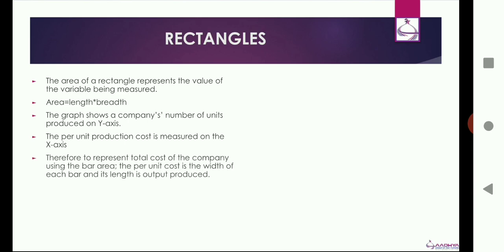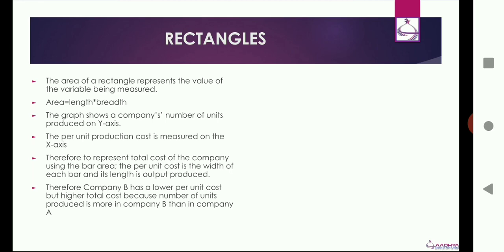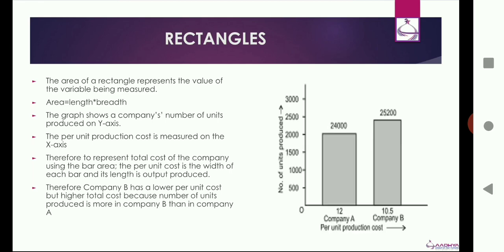Now let's see, the graph which we are going to use shows a company's number of units produced on the y-axis, and then we measure the per unit production cost on the x-axis. Therefore, the total cost which is represented by each bar for a company is obtained by multiplying the per unit cost, which is the width of the bar, with the length of the bar, which is the amount of output produced. Let's see the graph.